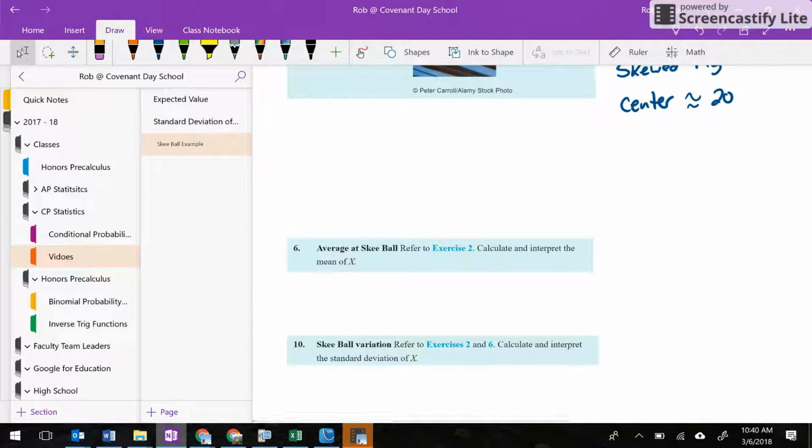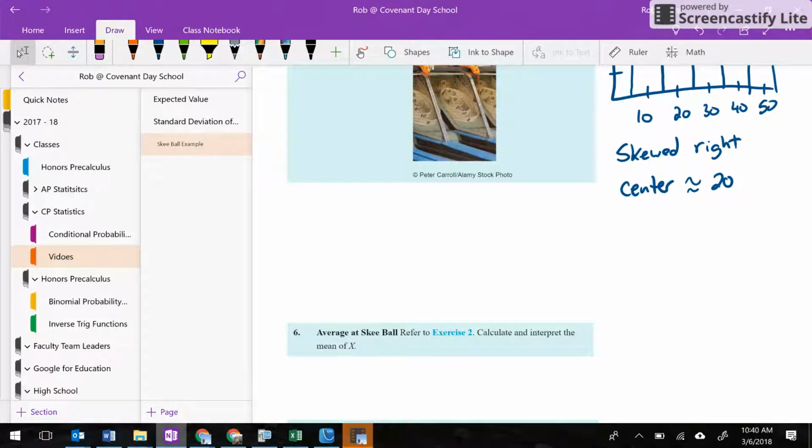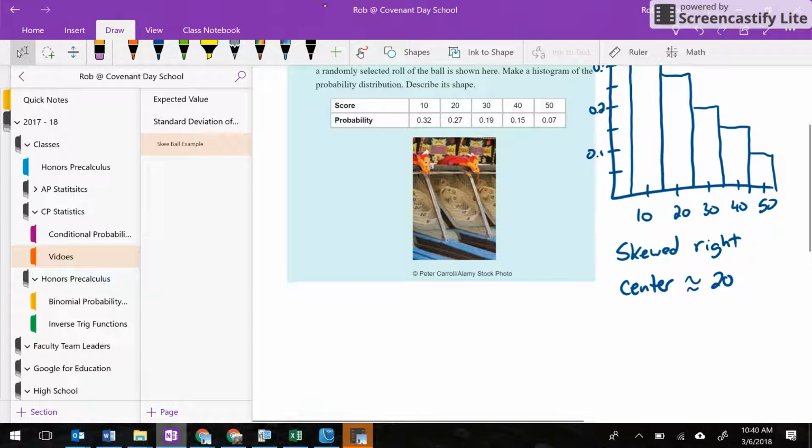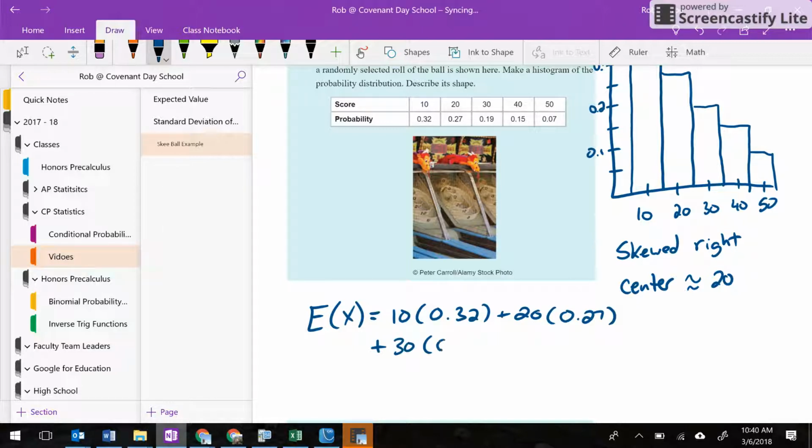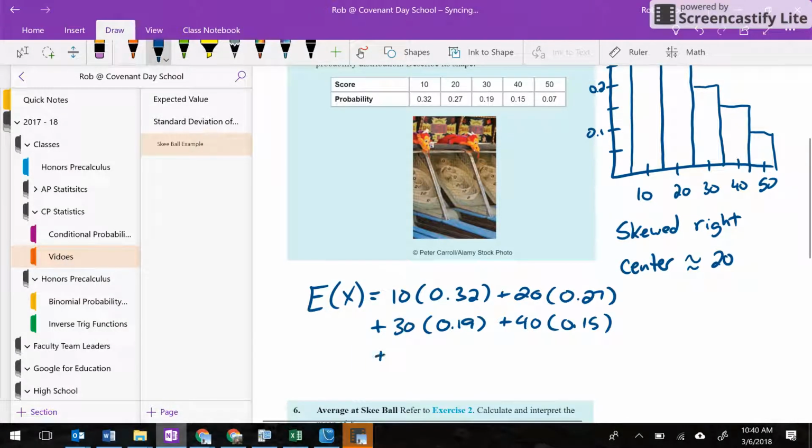Now let's actually calculate the average. So to actually calculate the mean, I'm going to find the expected value, which is going to be 10 times 0.32 plus 20 times 0.27 plus 30 times 0.19 plus 40 times 0.15 plus 50 times 0.07. Now whatever this equals will be the answer.